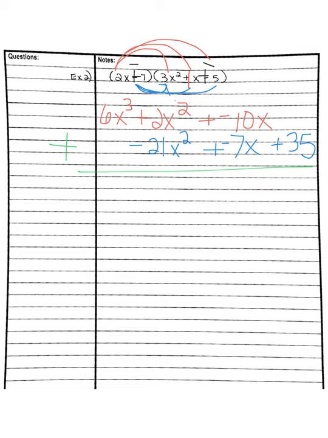Our like terms, we have a 6x cubed. We add our 2x squared and our -21x squared. We're at a -19x squared. And then our like terms here, we have a -10 and a -7, -17x. And then plus 35. So again, we're multiplying the binomial times everything in that trinomial and adding our like terms. And that's it. More of the distributive property and multiplying polynomials.